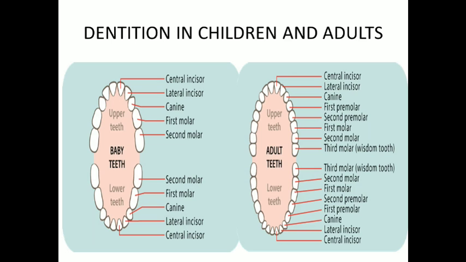Now, dentition means the arrangement of teeth. As you can see, you can differentiate between the dentition of a child and an adult by seeing this picture. The premolars and the third molar or the wisdom tooth are absent in a child, and are found in the adult. Hence, milk teeth are 20 in number, that is 10 in the upper jaw and 10 in the lower jaw. Whereas the permanent teeth are 32 in number, 16 in the upper jaw and 16 in the lower jaw.